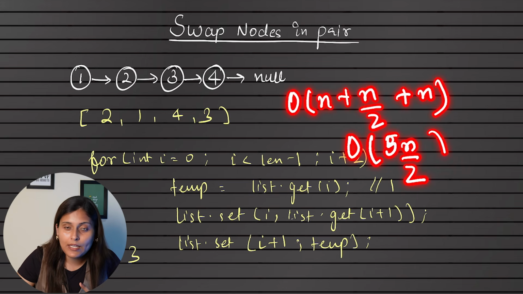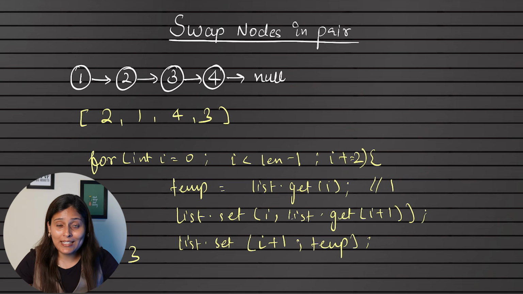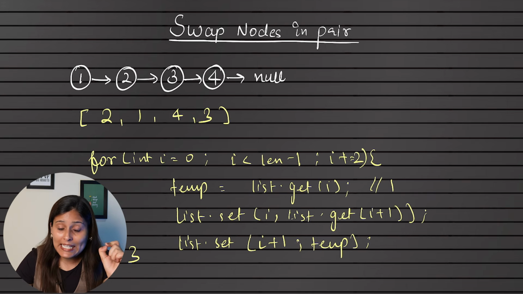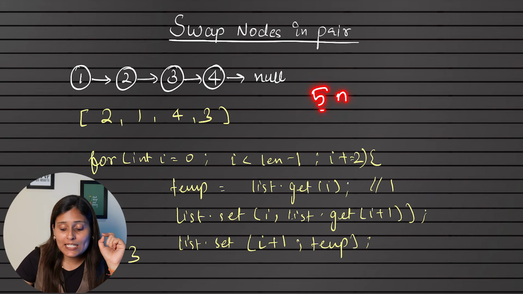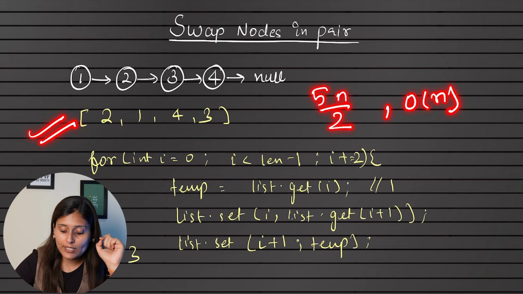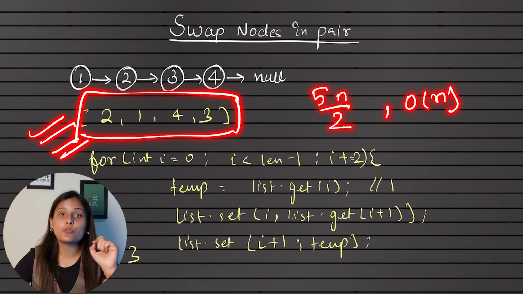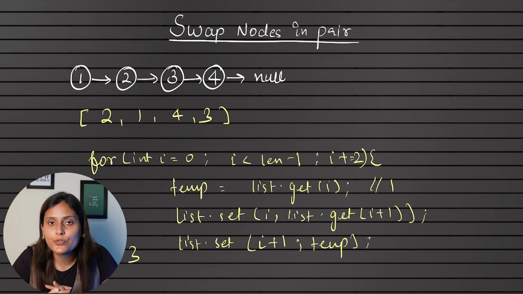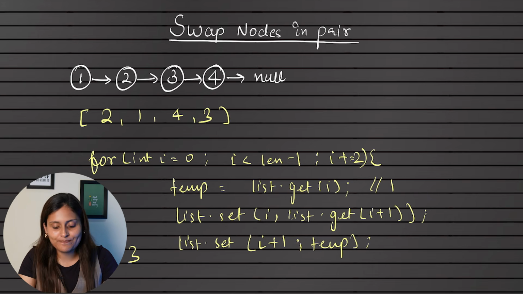Can I say that? Anyhow it is linear only, but to be more precise, the time complexity is 5n by 2, and space complexity is O of n. Why? Because we are taking this extra array list to save or swap the nodes. So can we write the code for this?